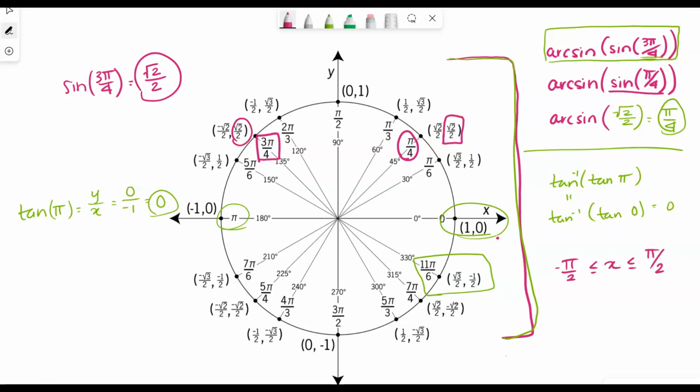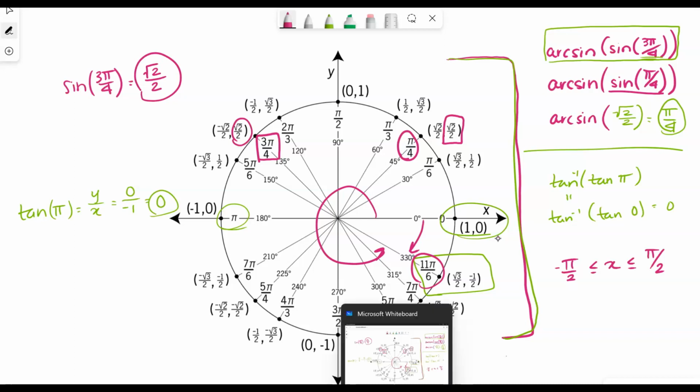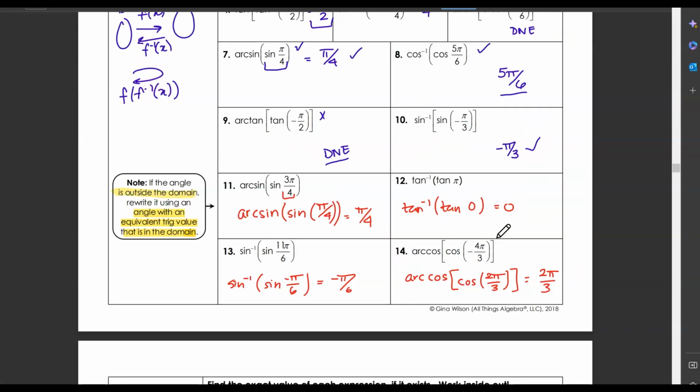So really all we need to do is take this angle, the 11 pi over 6, and rewrite it as a negative angle, right? So instead of going around the circle this way, we're going to travel this way and get the same value. And so then we would just be rewriting this as a negative value. So coming over here, we can see that we've just rewritten it as negative pi over 6, which then tells us that our output's going to be negative pi over 6.